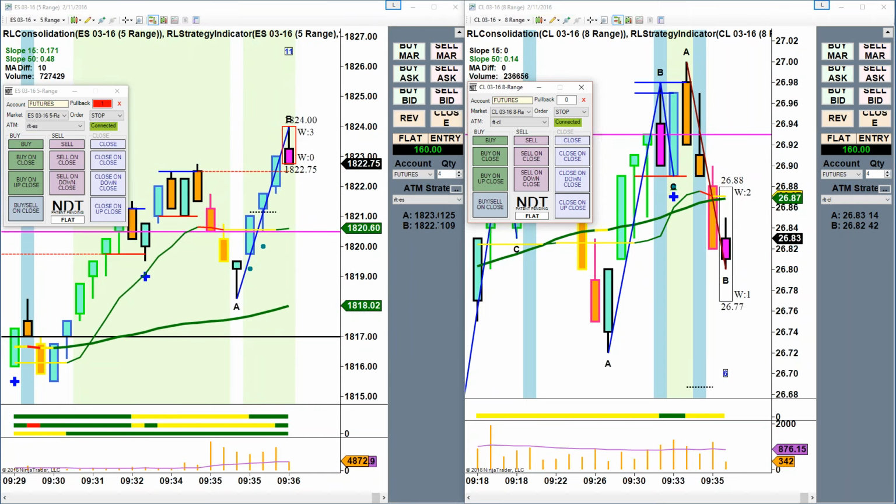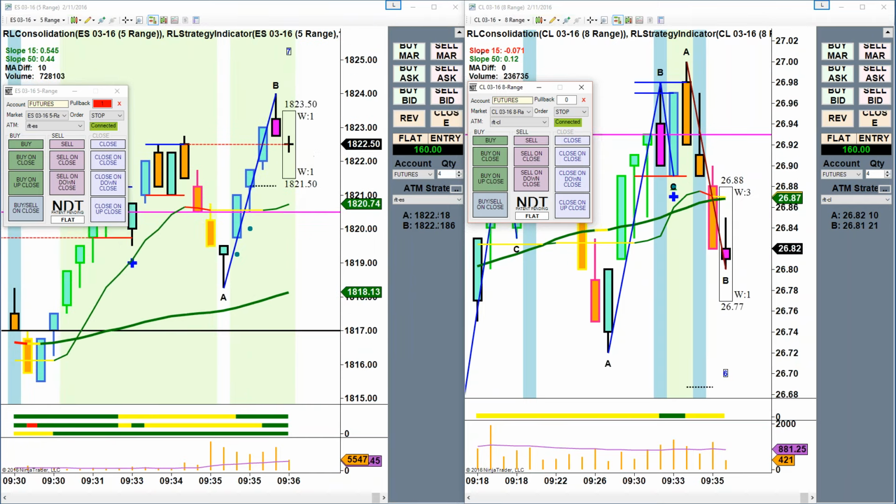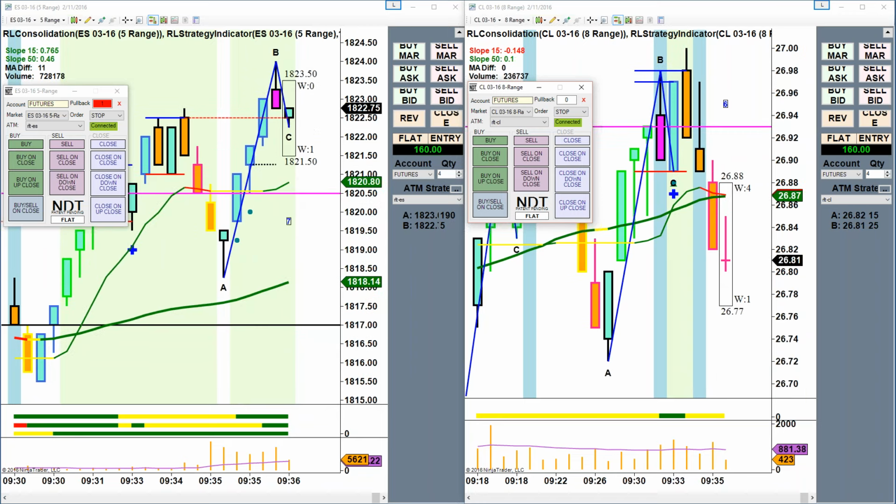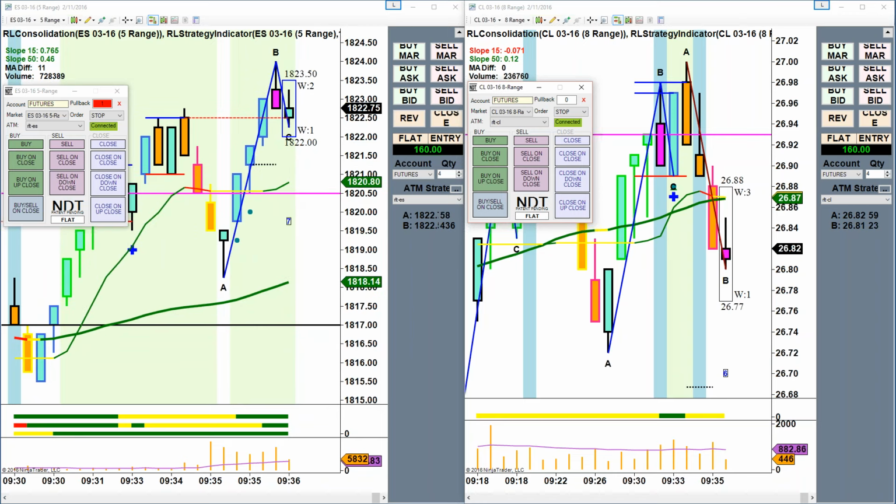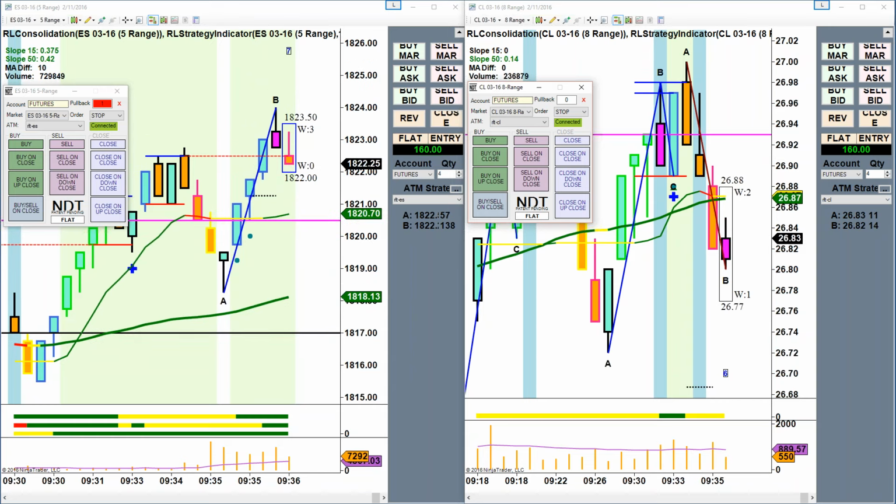E-mini is running through a yellow modified 15. There's no way we could get that entry. And we're now 6 ticks off support. Got all our quant lines green. We just need a retracement.